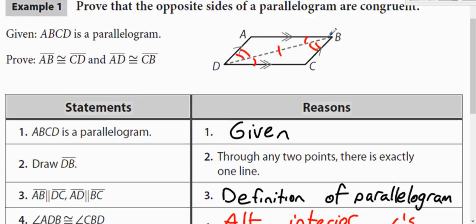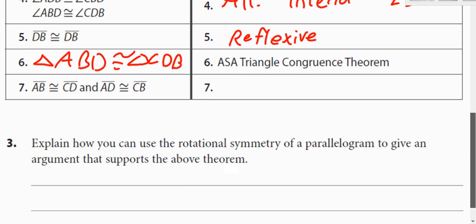So this ABD and CDB, those are congruent triangles, which means everything about them is congruent. All their corresponding parts are congruent. So AB and CD are corresponding parts of those two congruent triangles we just showed. Also, AD, this side, is congruent to BC because those are also corresponding parts of those congruent triangles. So, corresponding parts of congruent triangles are congruent.